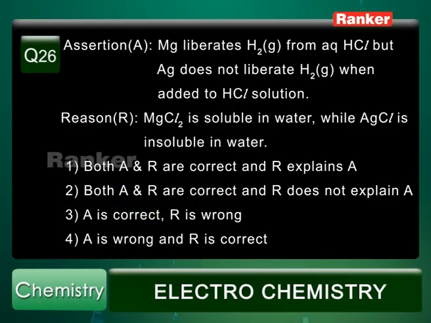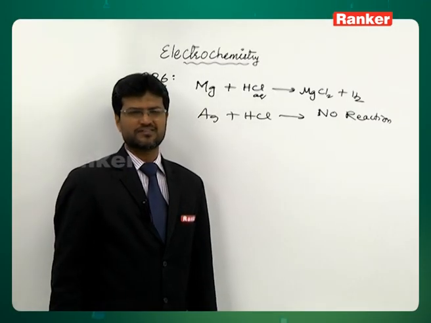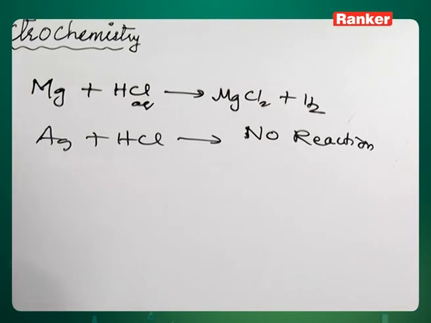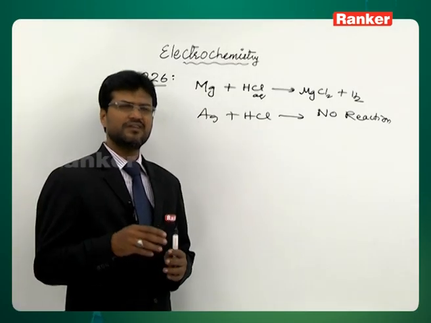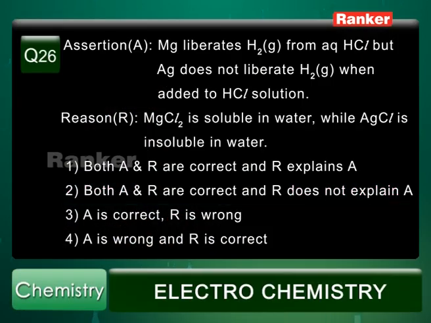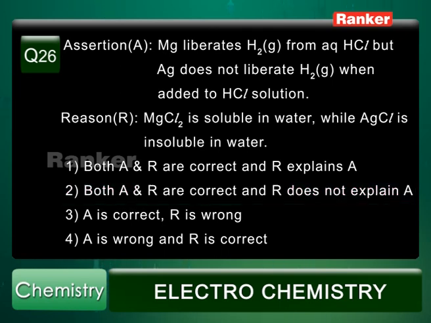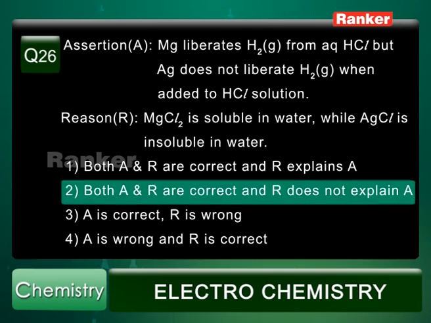MgCl2 is reason. MgCl2 is soluble in water while AgCl is insoluble in water. This is also a fact, but this fact does not explain the first statement. It is not because of insoluble nature that AgCl is not reacting with HCl. So, the correct answer is second option. Both A and R are correct. R does not explain A. The explanation is not on the basis of solubility.